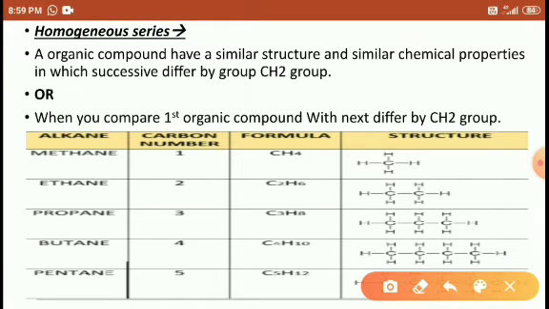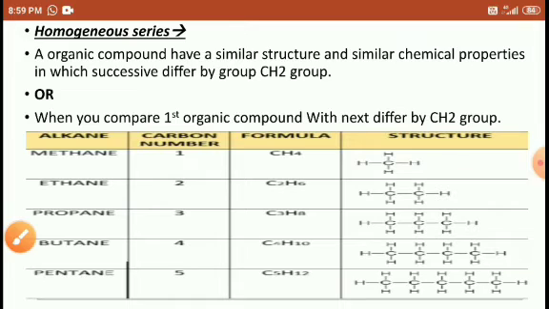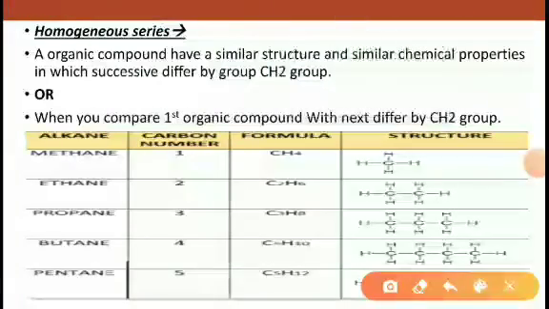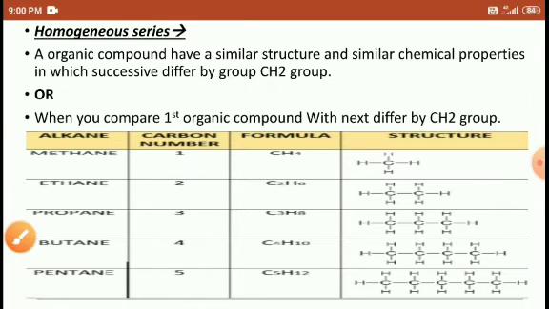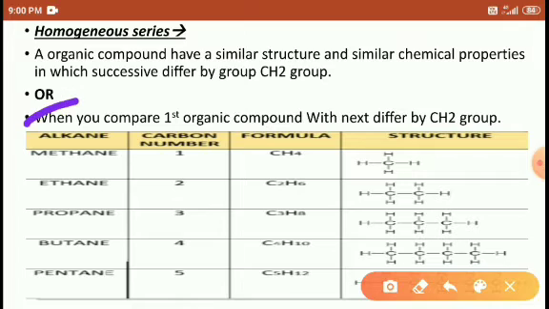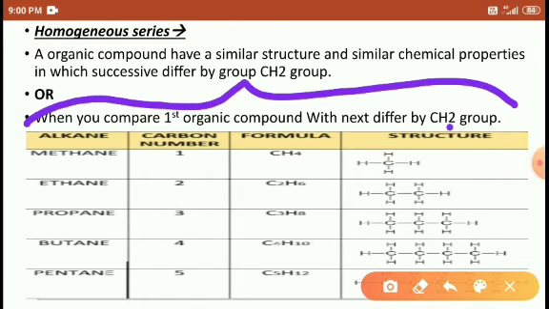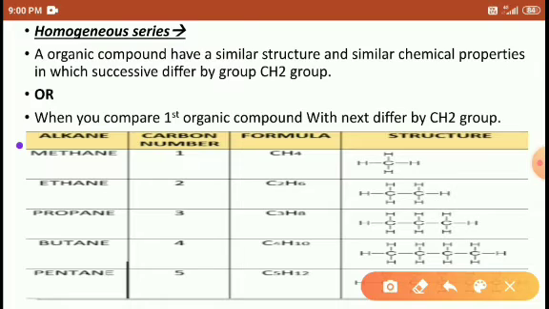Next is the homologous series. Homologous series means organic compounds having similar structure and similar chemical properties in which the successive difference is CH2 groups. When we compare an organic compound with the next higher member, the successive difference is CH2 groups. So the first organic compound is methane, and the next is ethane. When you compare methane and ethane, the difference is a CH2 group.